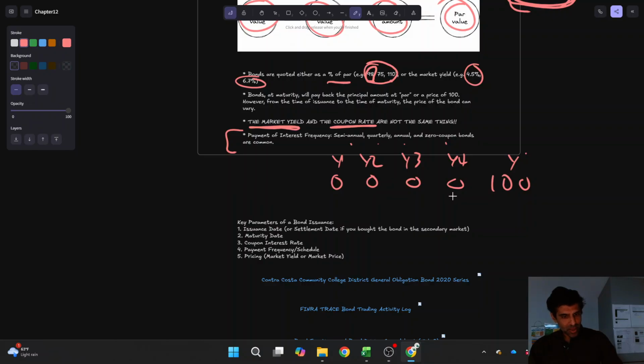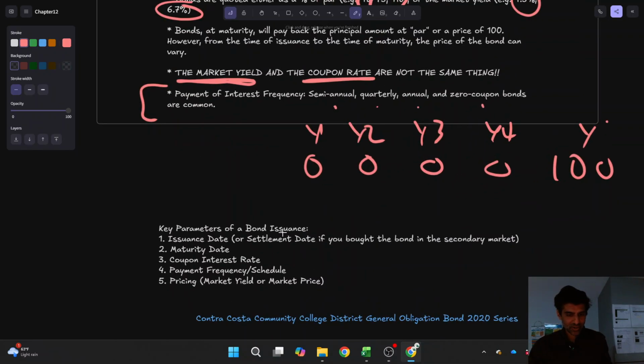I don't know what's up with this pen. Anyways, let's just try to continue on here. So the key things that we have to keep in mind for a bond issuance are the issue date, maturity date, coupon, the payment frequency, and then the price.